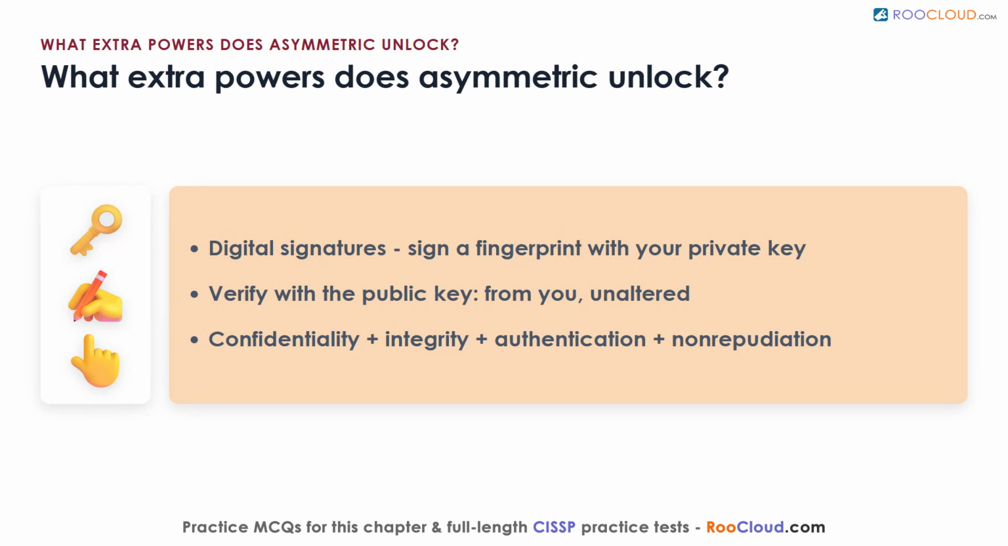To sign, you create a compact fingerprint of your message and encrypt that fingerprint with your private key. Anyone can then use your public key to verify it truly came from you and was not altered. This single mechanism can provide confidentiality, integrity, authentication, and non-repudiation together. And two strangers can begin communicating securely with no prior shared secret at all. Think of a signature only you can produce, yet anyone can recognize on sight.